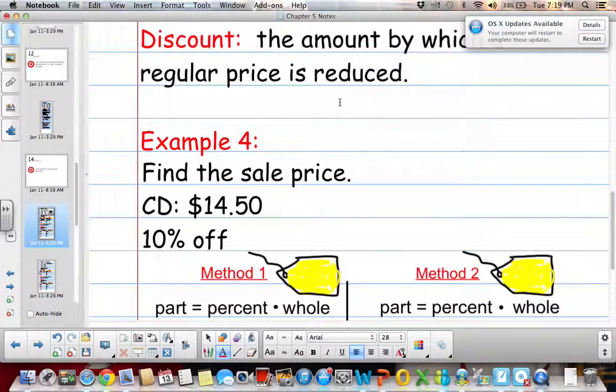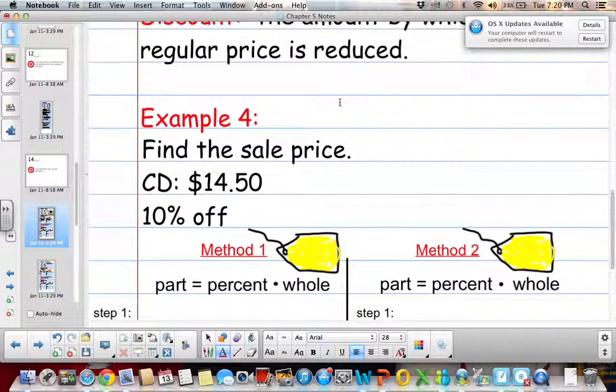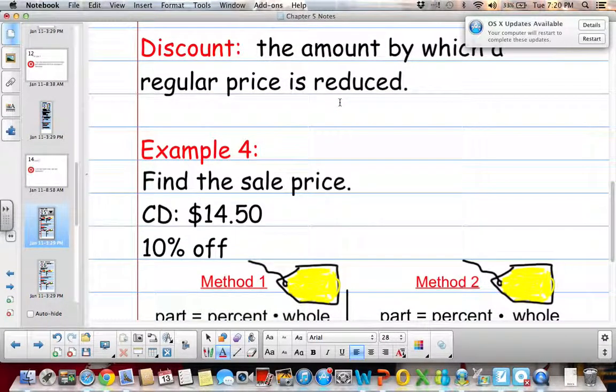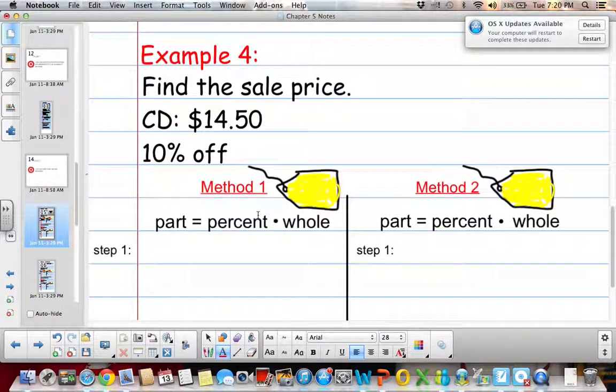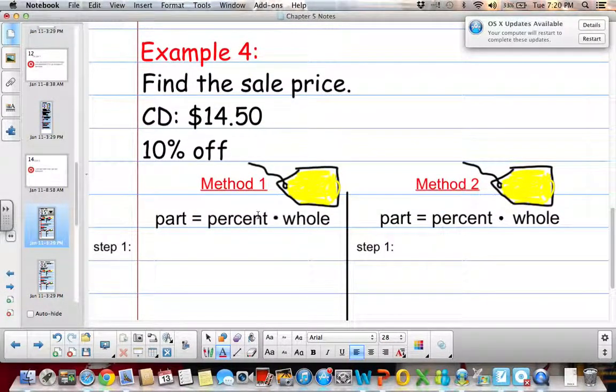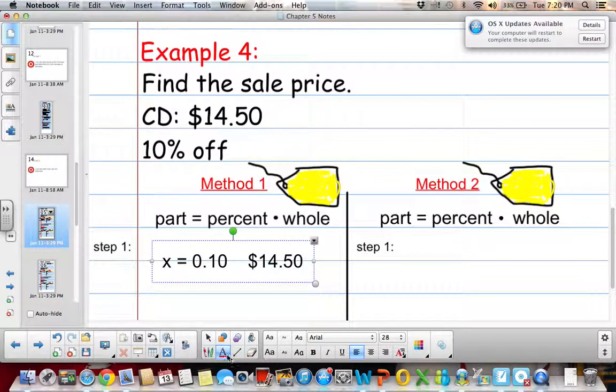A discount is the amount by which a regular price is reduced. So now we're going less. If you think of something being on sale, then you're paying less than the regular price. If we have a CD which is $14.50 and it's 10% off, methods 1 and 2 are pretty much the same. We have part equals percent times whole, so our part is not given to us, so we have x equals, and our percent is 10%, changed to a decimal, 0.10, times 14.50.